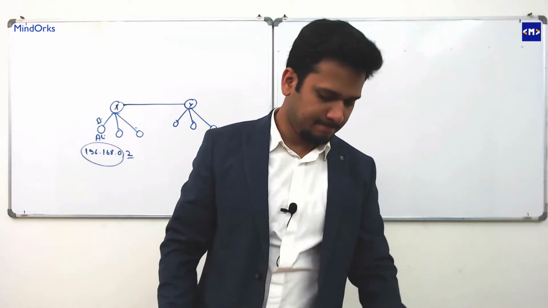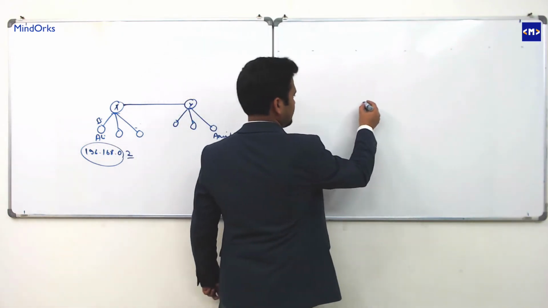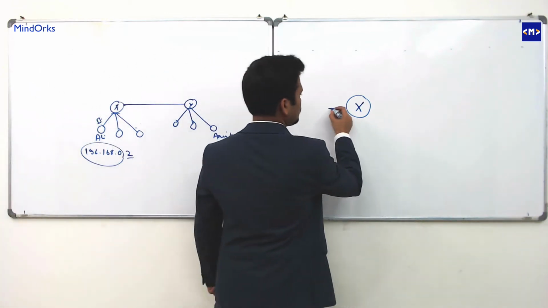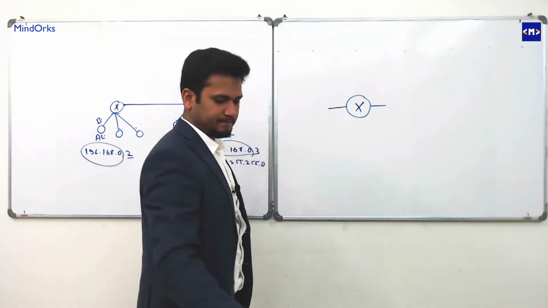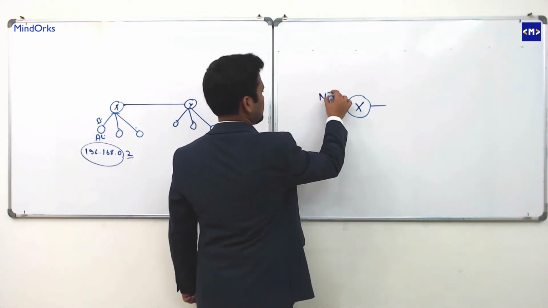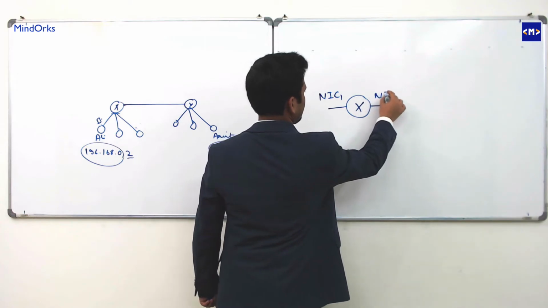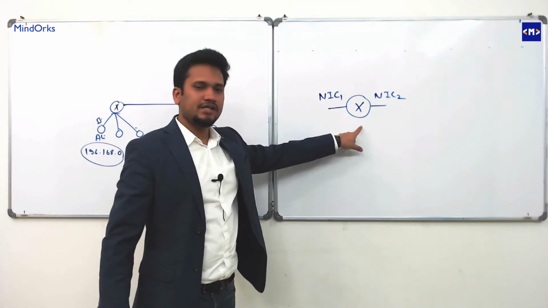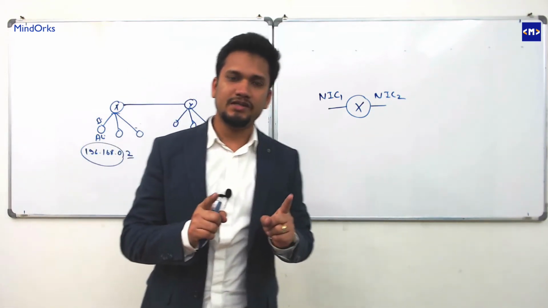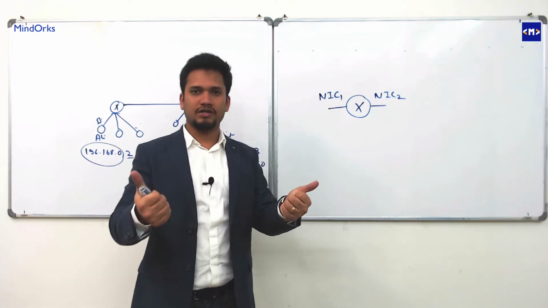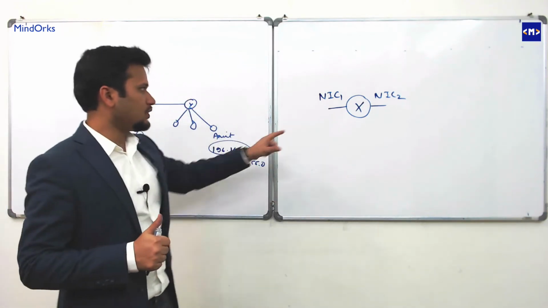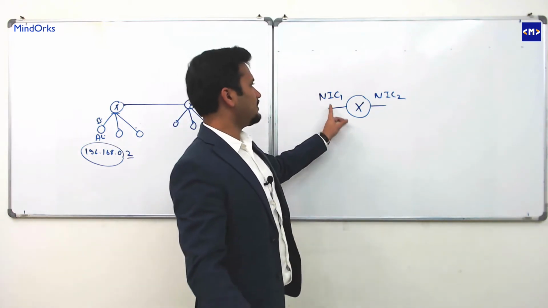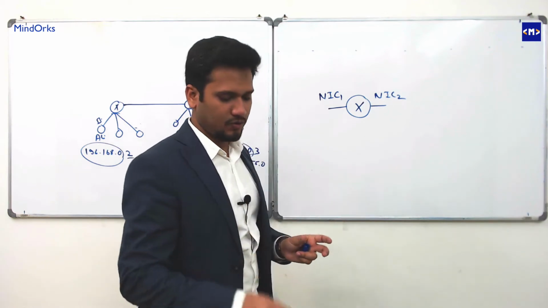Suppose this is a router. Each router must have a minimum of 2 NICs, network interfaces. Each router must have 2 NICs, basically meaning that each router must have two outlets. One will connect to one network and the other will connect to another network. It can have multiple NICs as well to connect more than two networks.